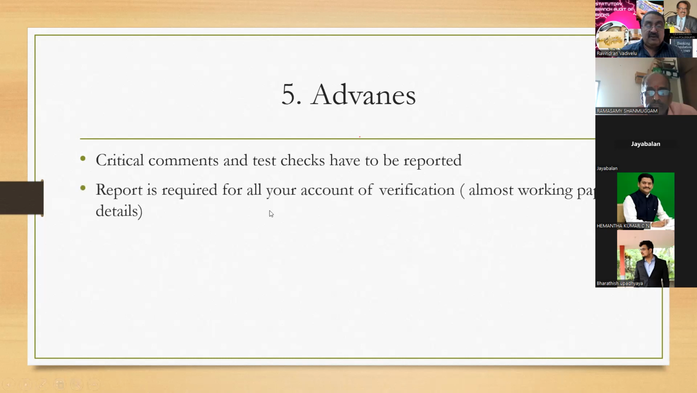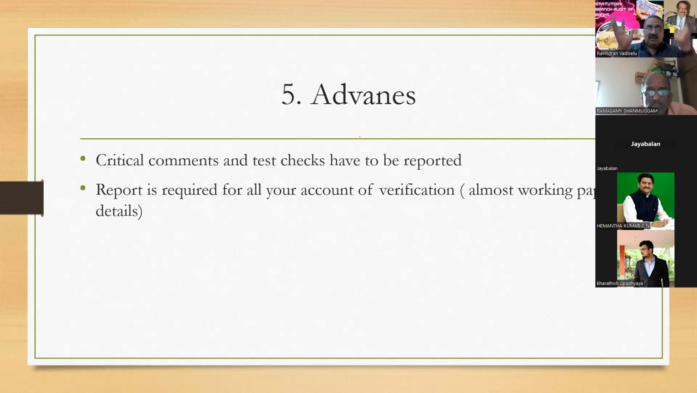Next one is a report required for all your accounts verification. Almost working papers are required. This is very additional work that they have given in the LFAR. What are the accounts that you have verified, what areas you have covered, and what percentage of files you have covered.